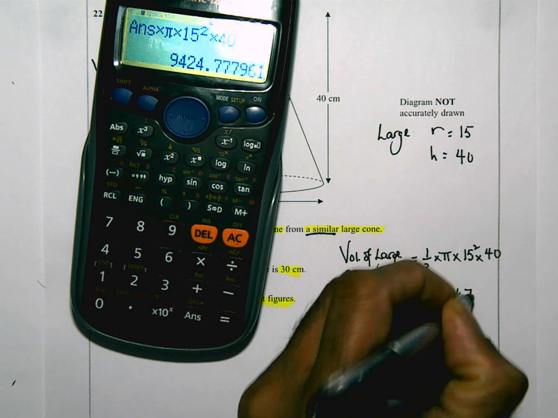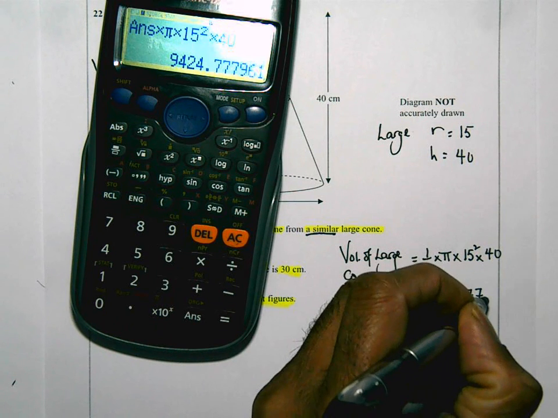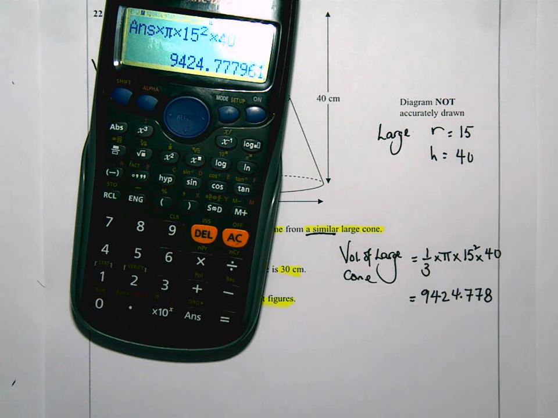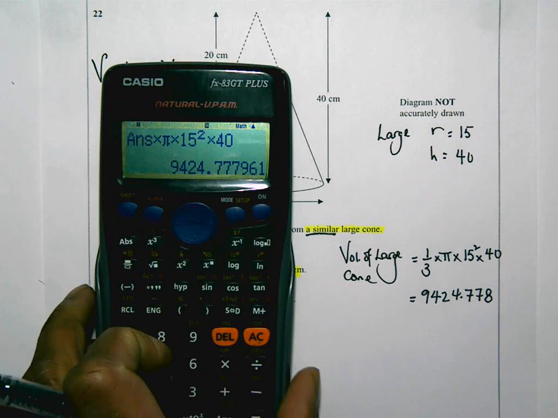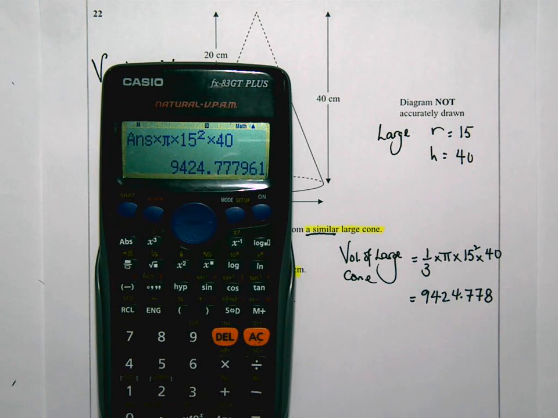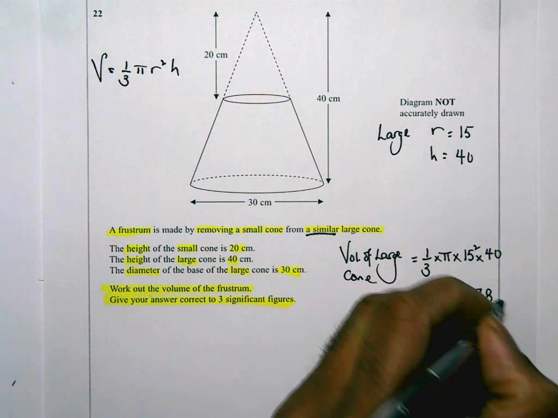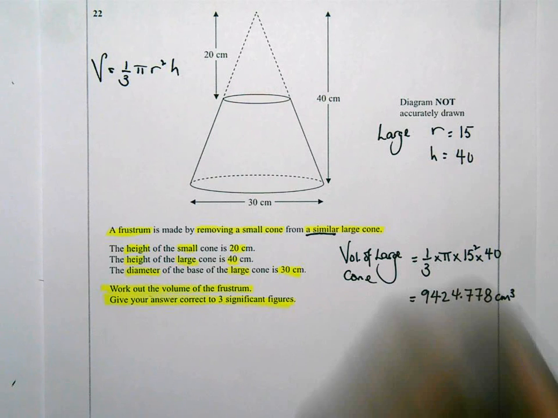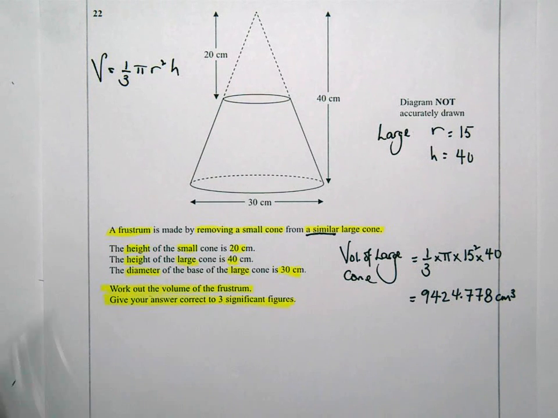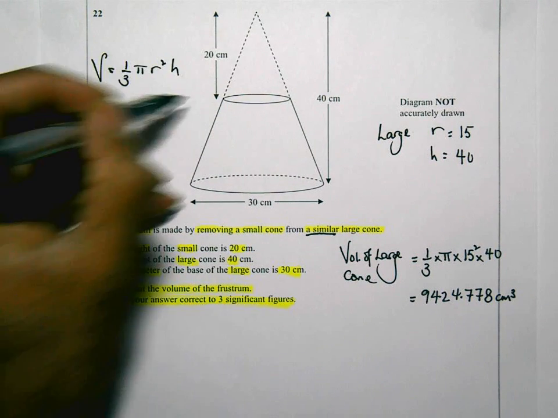9,424.77. I'll just round it up there. Okay, so that's the volume of the larger cone. Now working out the, I'll put the units in, centimeters cubed because it's volume. Now working out the volume of the smaller cone, so put an arrow over there.